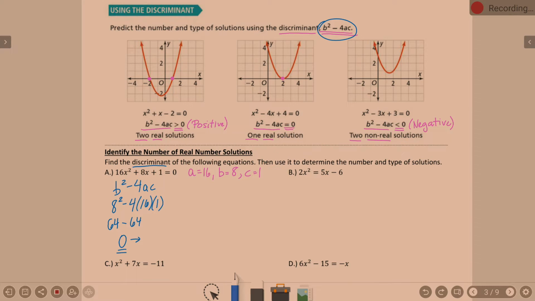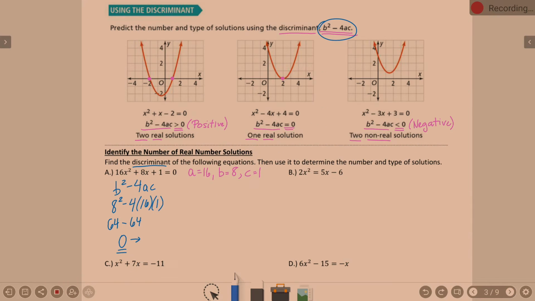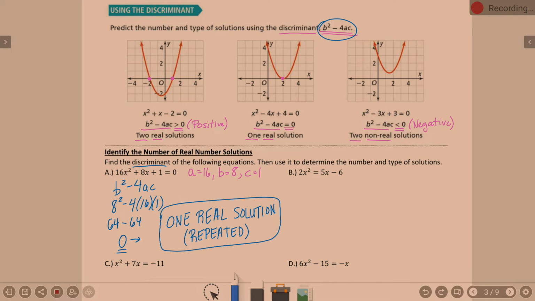If you went back to our last quadratic formula example from yesterday, we had the square root of 0. We were adding and subtracting 0, and so it gave us just one solution. So this is going to be one real solution, and like we were talking about yesterday, a repeated solution. So it will always be 1, though. Now, does this tell us what the solution is? No, but that wasn't the question. So there is one real repeated solution.